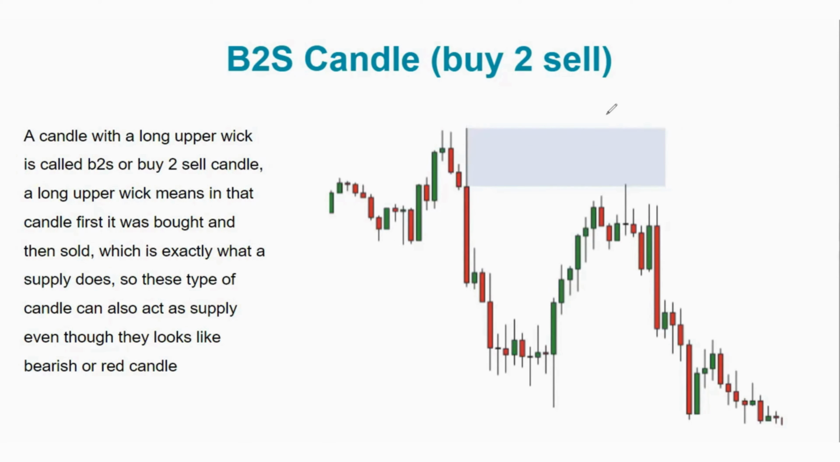Okay, so these three types of zones are also very important. You can see the chart examples here. You can go and backtest a bit, and understand how this works.